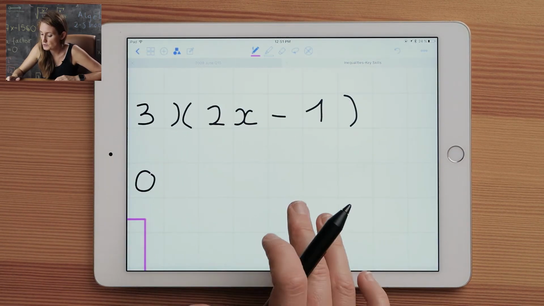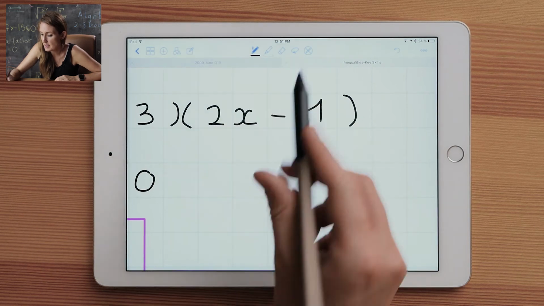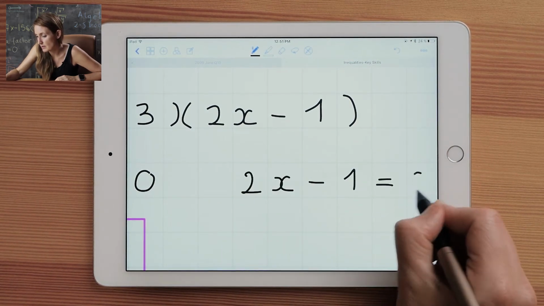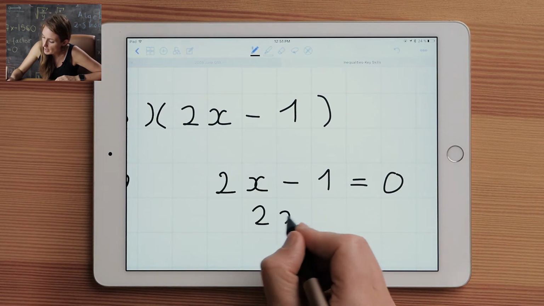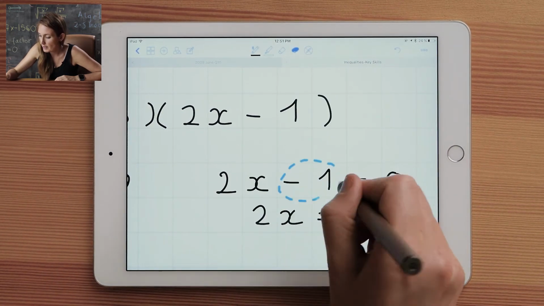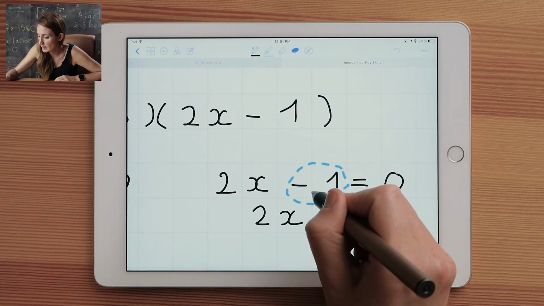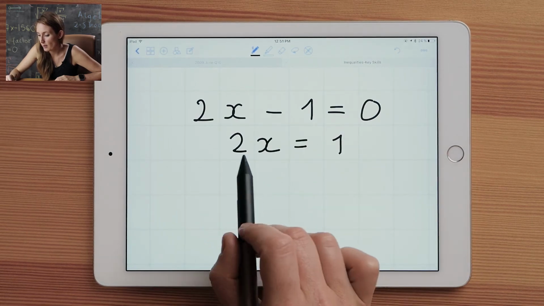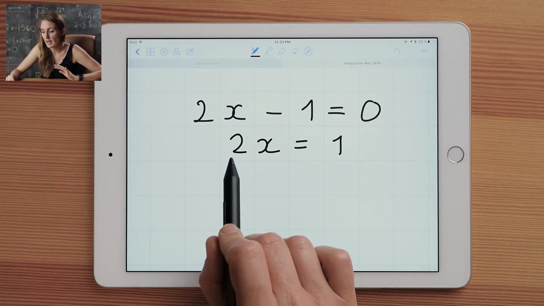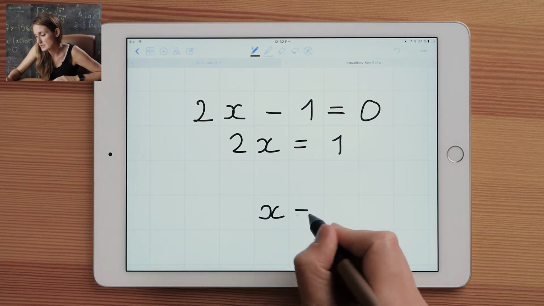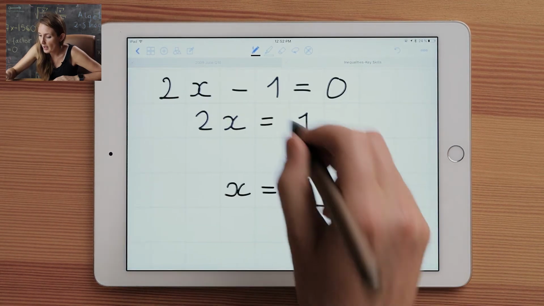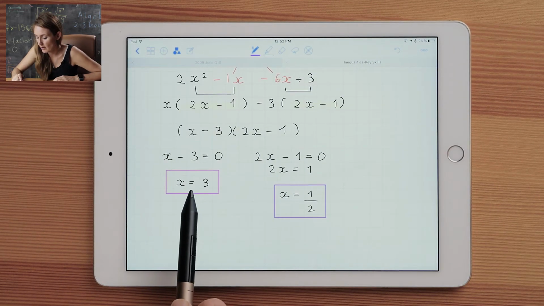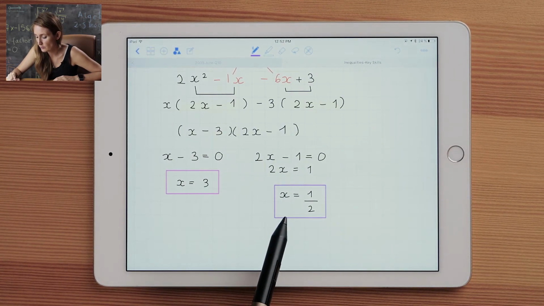And my second solution will come from the second bracket. And I'm going to do the same again. I'm going to do 2x minus 1 equals 0. So 2x equals 1. The minus 1 will go across the equal sign, and that will change to plus 1. Now I'm going to divide both sides by what's in front of the x, which is the 2. x is equal to a half. So I've got two solutions now. I've got x equals 3, x equals a half.